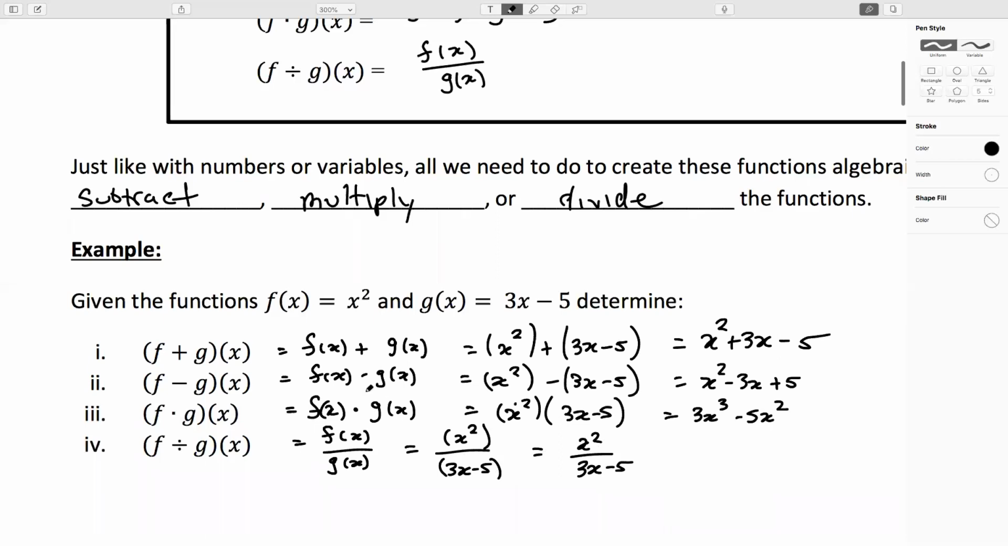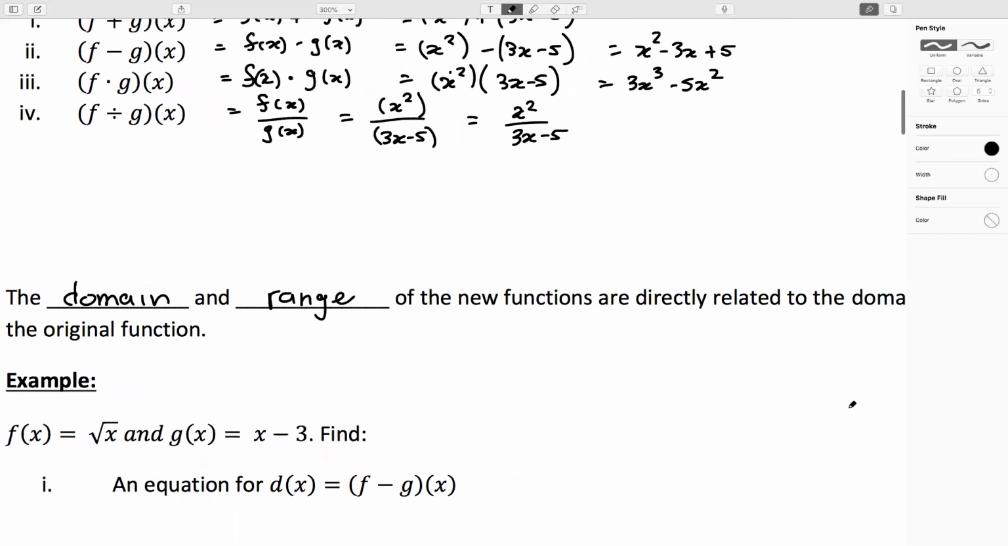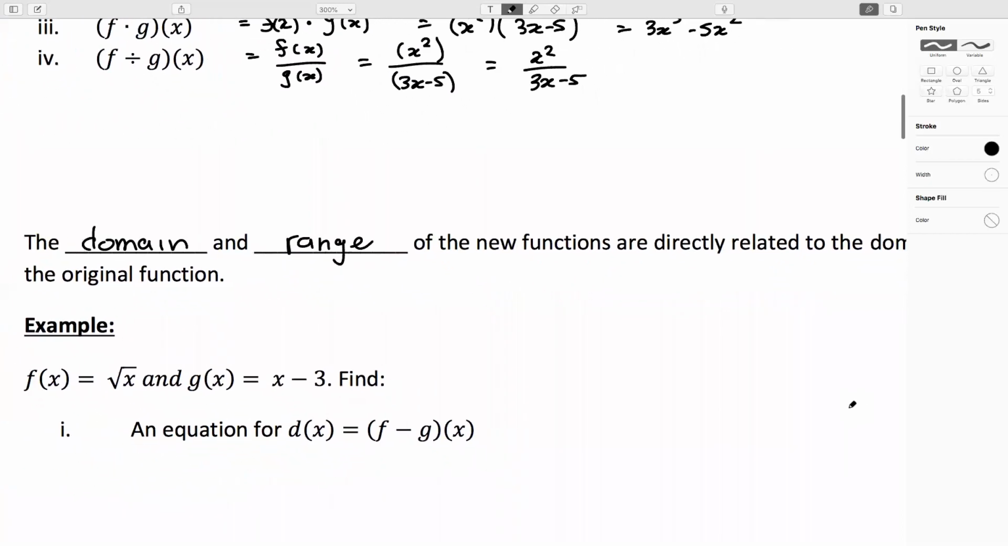So when you actually have to construct the functions, it's not that bad. You just have to know what the notation means and how to use it. Another thing we're going to do with this is talk about the domains and the ranges. The domain and range of new functions are directly related to the domain and range of the original.